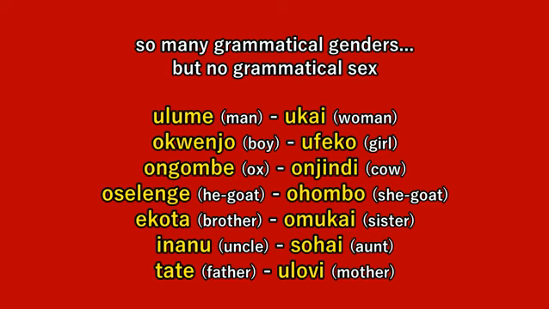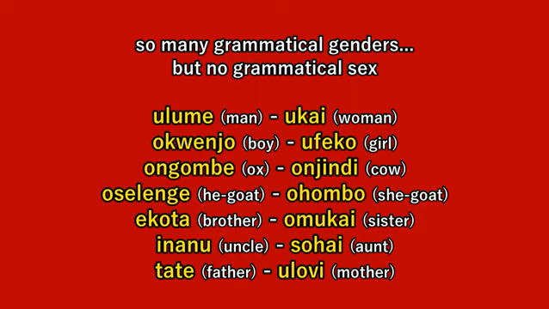So ulume is a man and ukai is a woman, as we've already seen. Ukwenjo is a boy, ufeko is a girl. Ongombe is an ox, ojindi is a cow. Oselenge is a male goat, and Ohombo is a female goat. Ekota is a brother. Omukai is a sister. Inano is an uncle, and Sohai is an aunt. Tate is a dad, and mai is a mother.